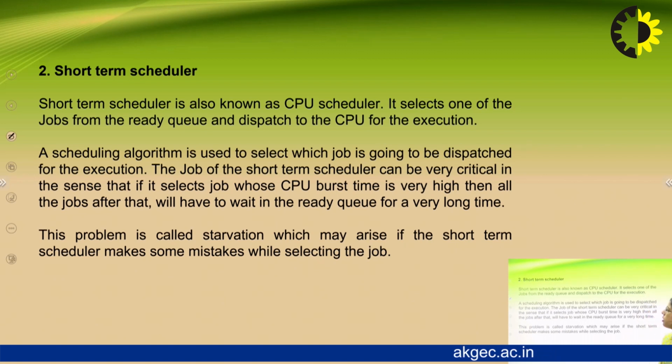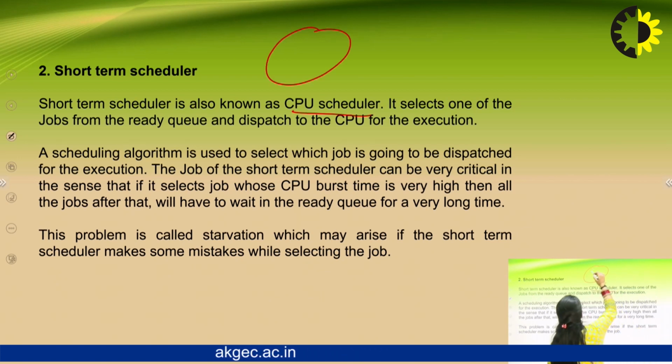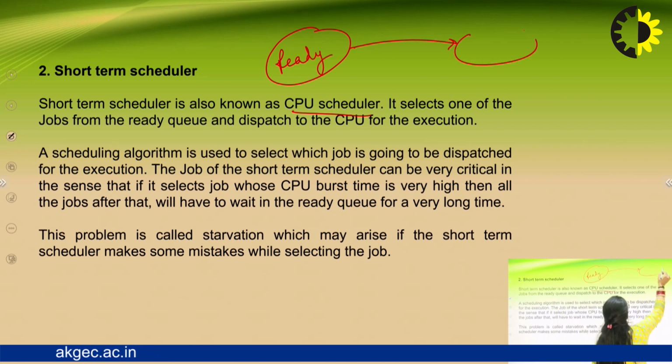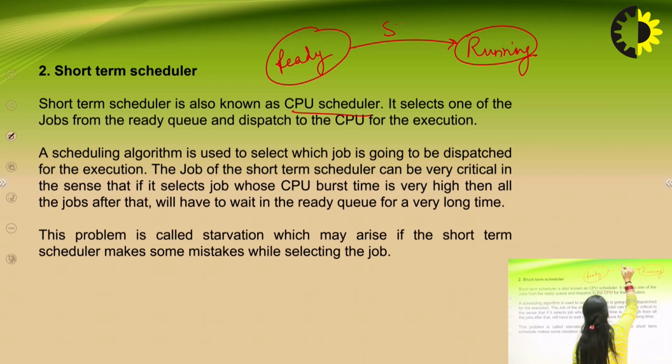Next is the short-term scheduler. The short-term scheduler is also known as the CPU scheduler. It comes into play when we need to move the job from the ready to the running state. Here, the short-term scheduler comes into play. It selects which job needs to get the CPU next. It selects one of the jobs from the ready queue and dispatches it to the CPU for execution. A scheduling algorithm is used to select which job is going to be dispatched for execution.